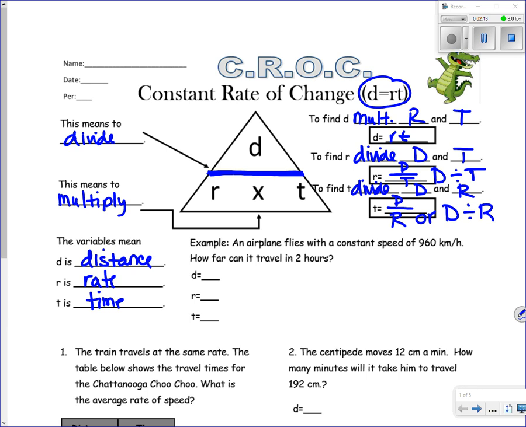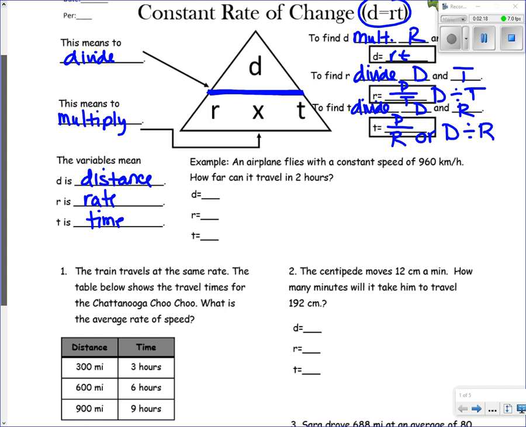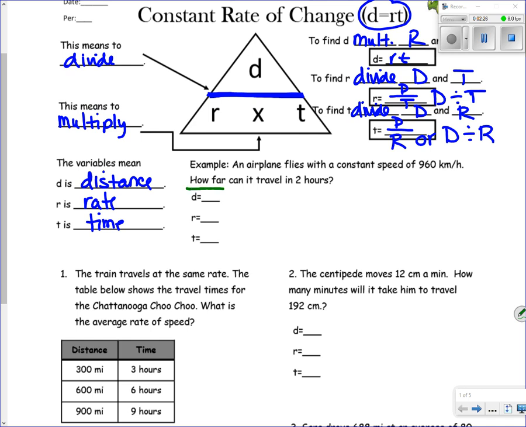So let's get started with example number 1. It says an airplane flies at a constant rate of speed of 960 kilometers per hour. How far can it travel in 2 hours? Because it says how far, you know that that is going to be a distance. So I am looking for my distance right here. Because you have these kilometers per hour, you know that that is your rate. And obviously your 2 hours, that is going to be your time. So my rate is 960 and my time is 2 hours. So I'm looking for distance.